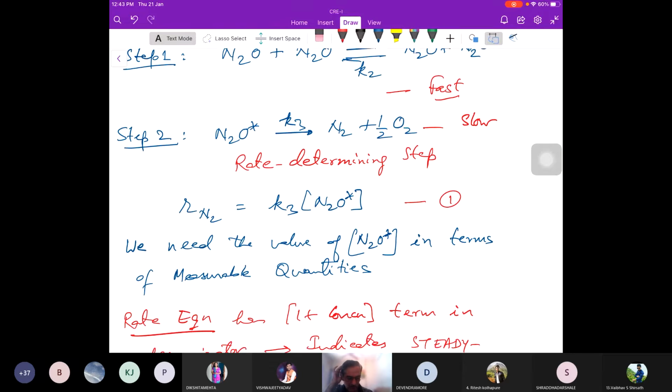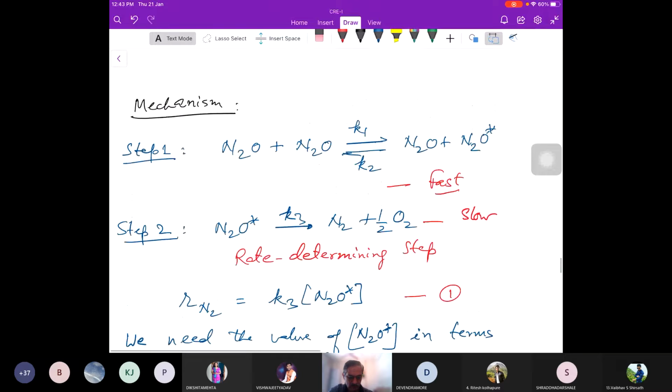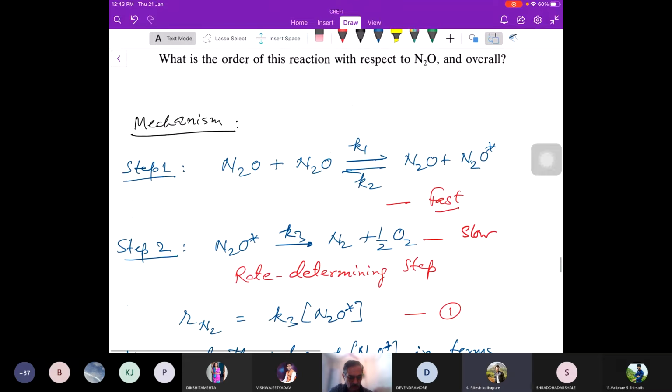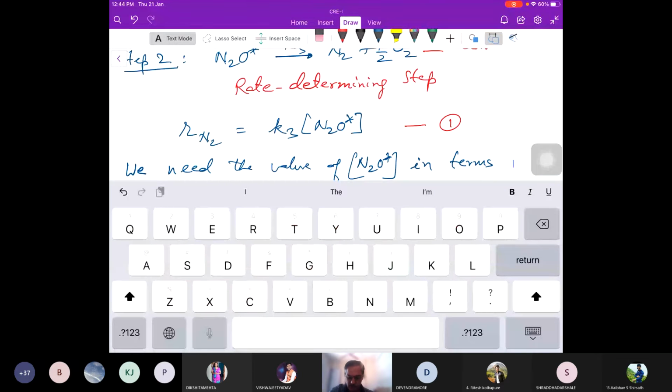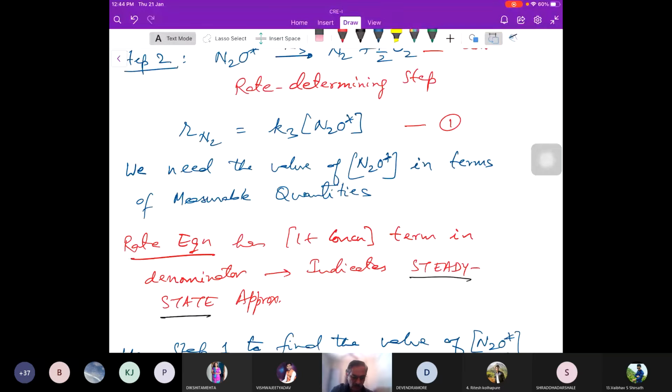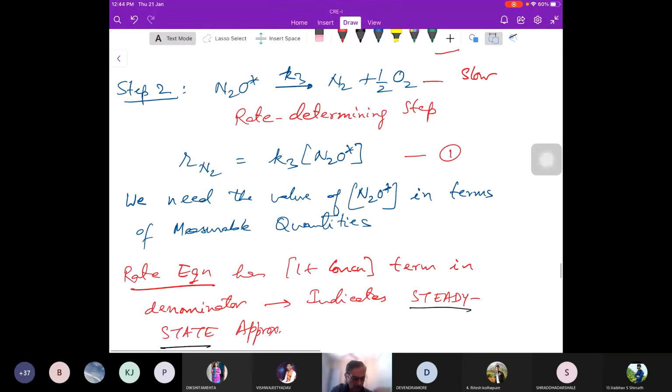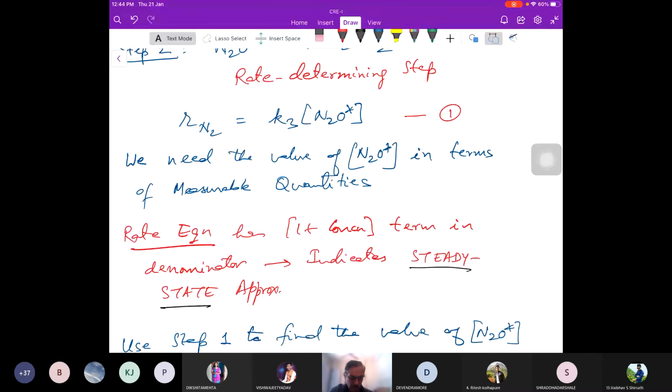Now what we need is an expression for the N2O star or intermediate concentration in terms of measurable quantities. Measure क्या कर सकते हैं हम? You can measure N2O, you can measure nitrogen, you can measure oxygen, right? So these we can measure. So we need an equation for the intermediate in terms of N2O, nitrogen and oxygen. And other thing we observe is rate equation is 1 plus concentration term, so it indicates a steady state approximation.